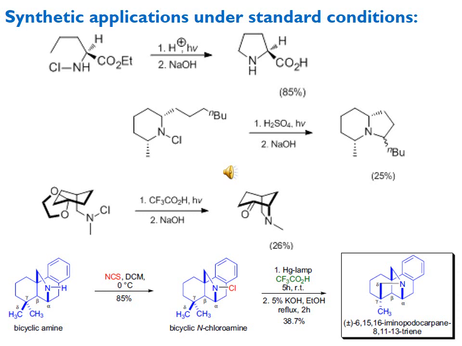The last example here is where a bicyclic amine is treated. With a bicyclic amine, there is already steric hindrance. In the presence of N-chlorosuccinimide, this amine is first chlorinated by N-chlorosuccinimide in dichloromethane at 0 degrees C with 85% yield, and this resulting bicyclic N-chloramine is treated with trifluoroacetic acid at room temperature and then with base under reflux, and we get the product with only 38.7% yield, and the resulting product is shown here also.